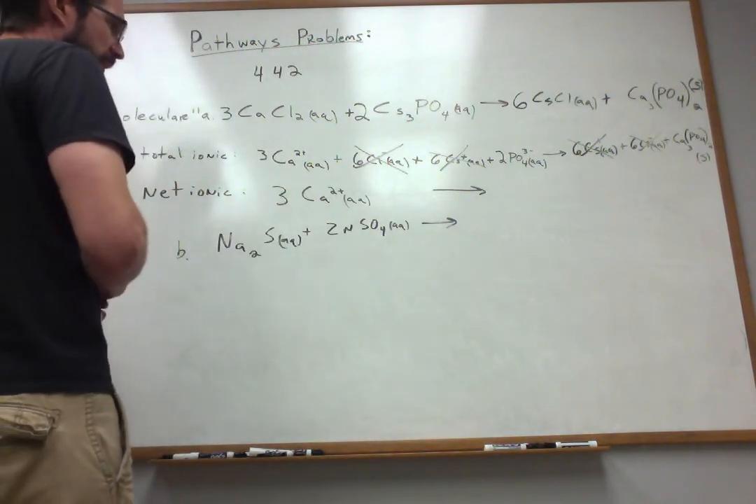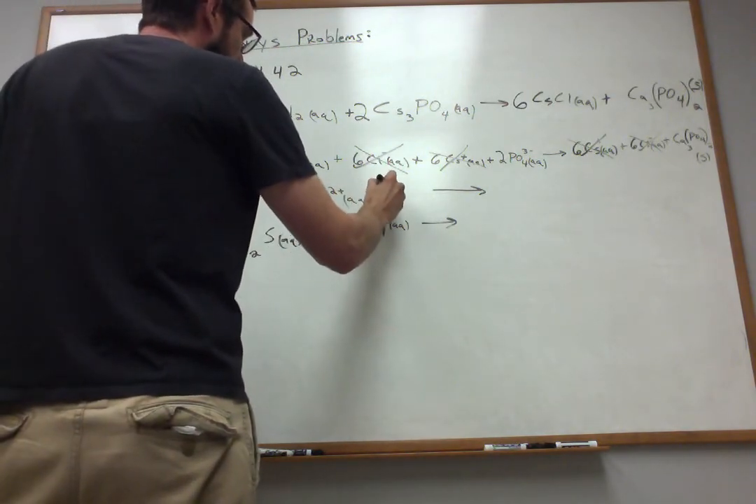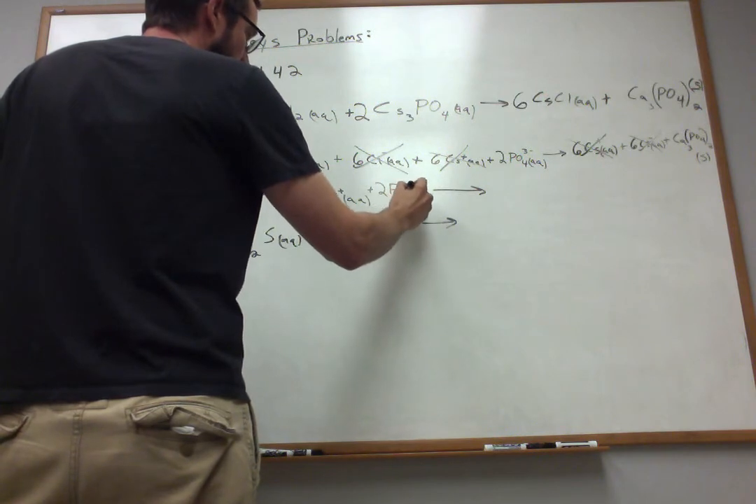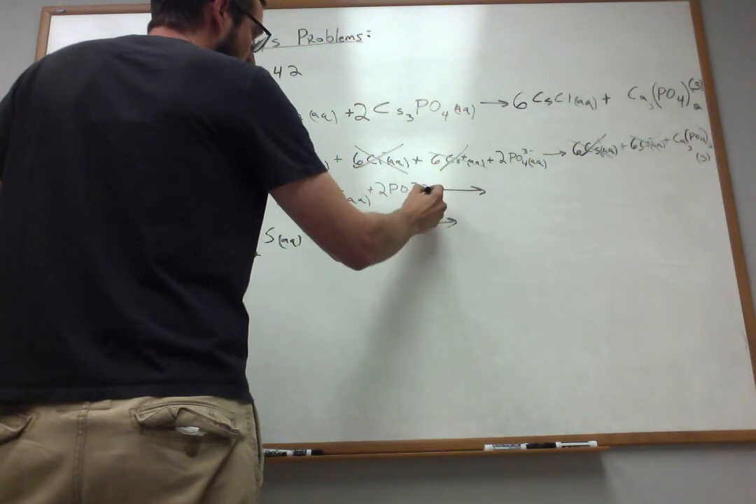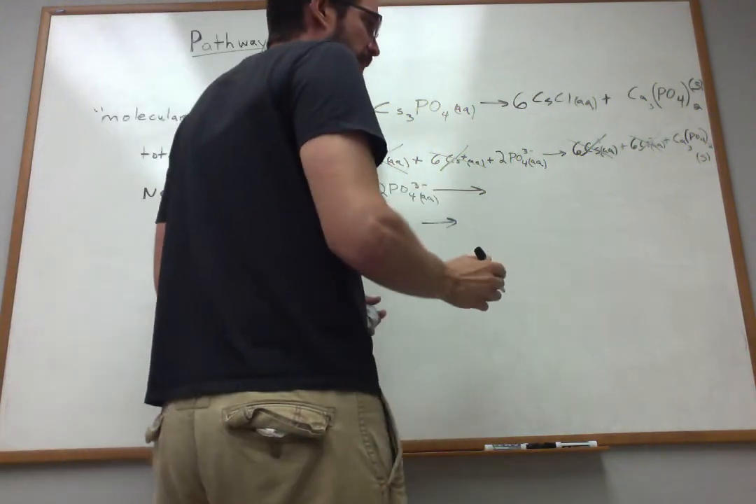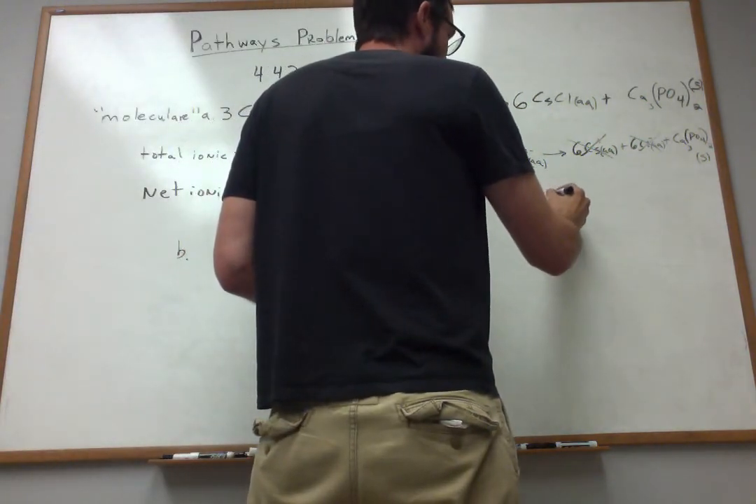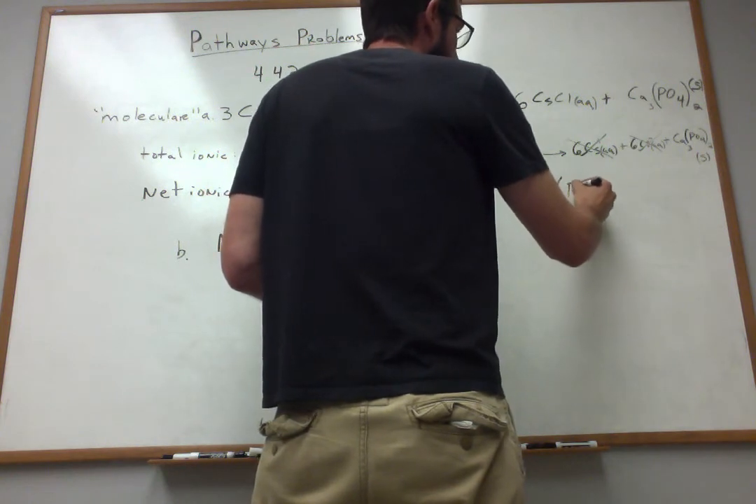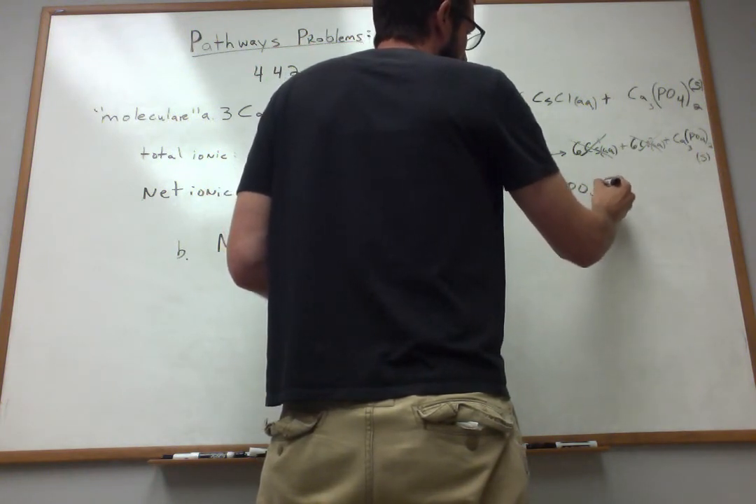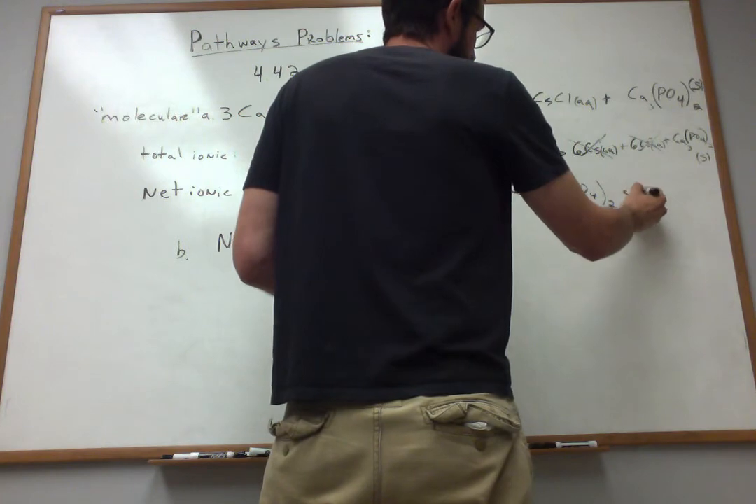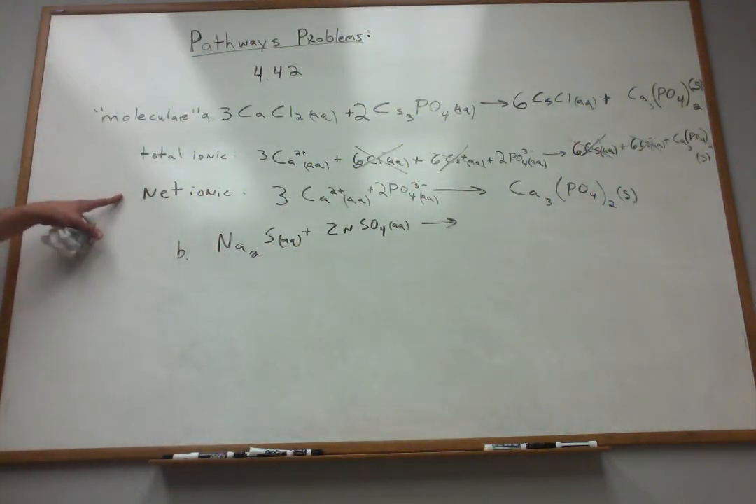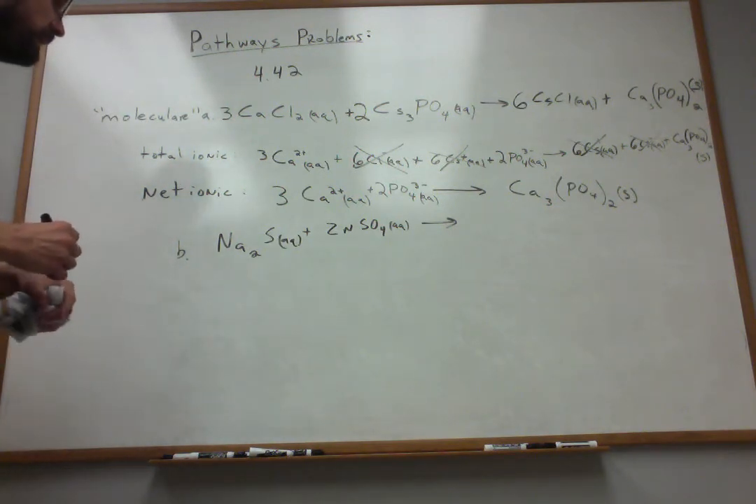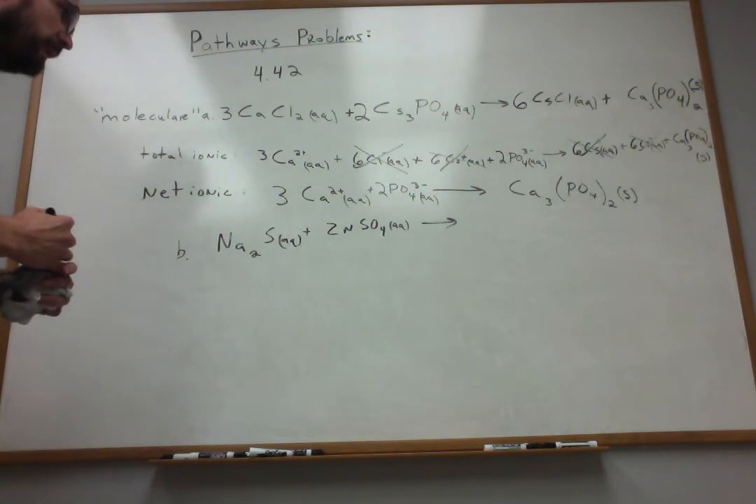So I bring down the calcium. I bring down my 2 phosphates. Those come down because they're not spectators, because what they do is they pair up to form my calcium phosphate, my insoluble compound, a solid precipitate. That's my net ionic equation for the first part. Okay? Alright, so that's part A. Let's go through part B real fast, okay?